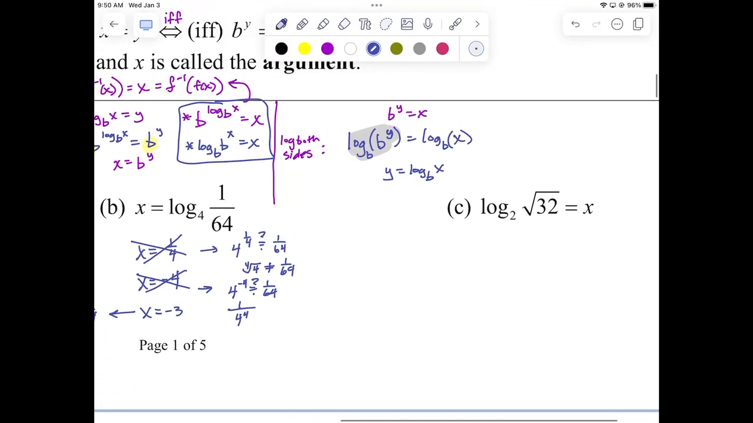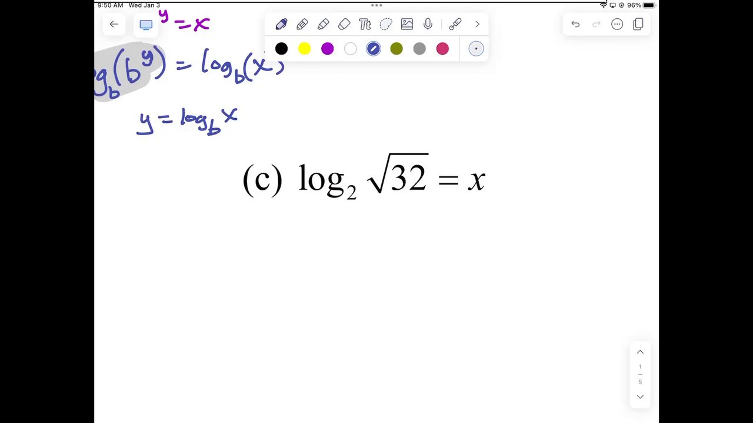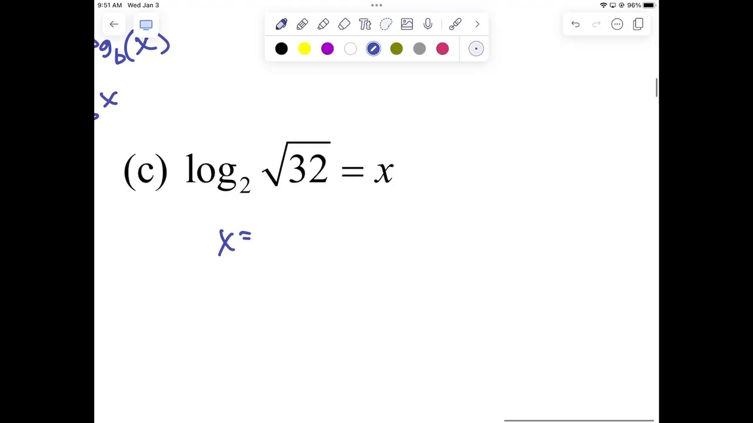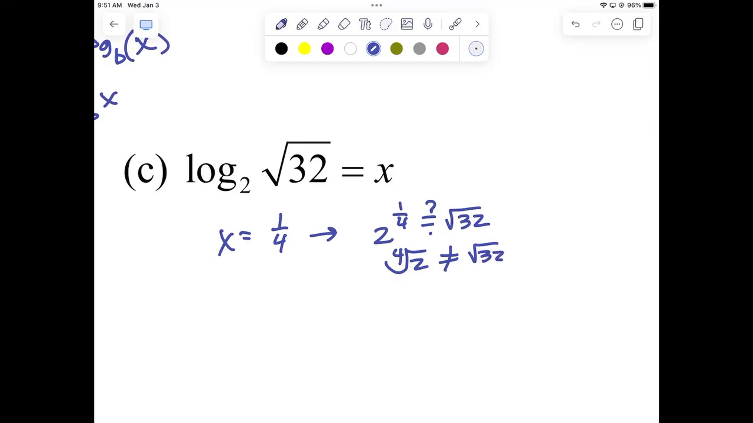All right, try this one out. Log base 2 of the square root of 32 equals x. It's already solved for x, so this log base 2 of the square root of 32 must be a number. So here's your mindset, right? X is the log. 2 to what power of x is the square root of 32? 1/4? Let's try it. If it's 1/4, then 2 to the 1/4 equals the square root of 32. Is that right? No, that would mean the fourth root of 2, which is not equal to the square root of 32. So it's not a fourth.